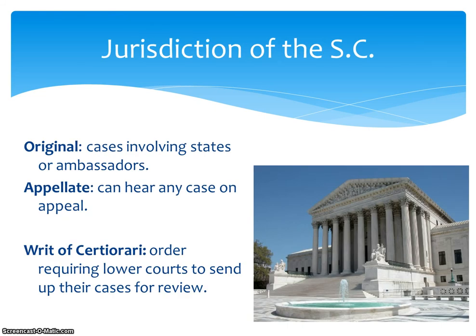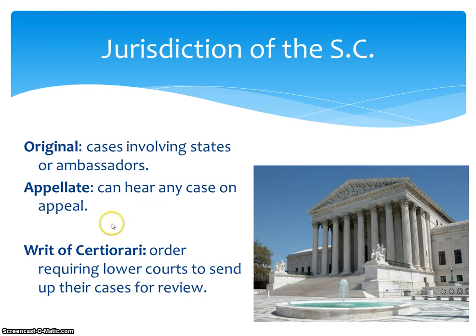Now the Supreme Court has kind of a unique jurisdiction. They do have original jurisdiction over certain cases, and those are ones involving the states themselves, or cases involving ambassadors or diplomats that usually represent the U.S. in other countries. Now, the Supreme Court also has appellate jurisdiction. They can hear any case that gets appealed. So if a case gets appealed, they could request to hear it.